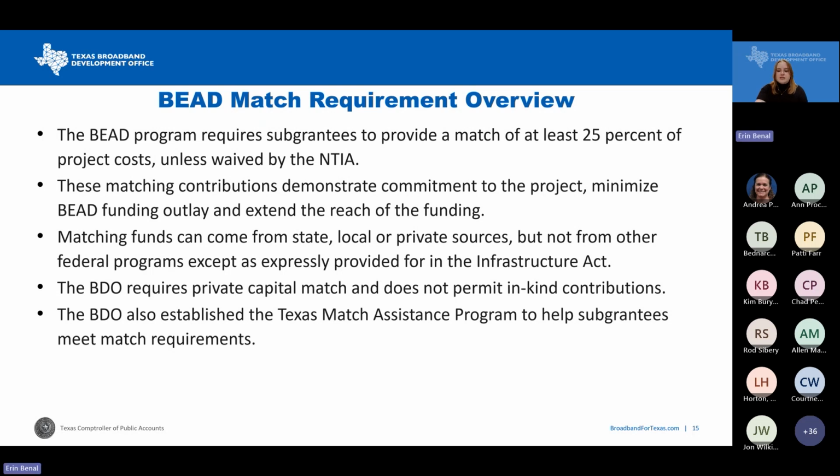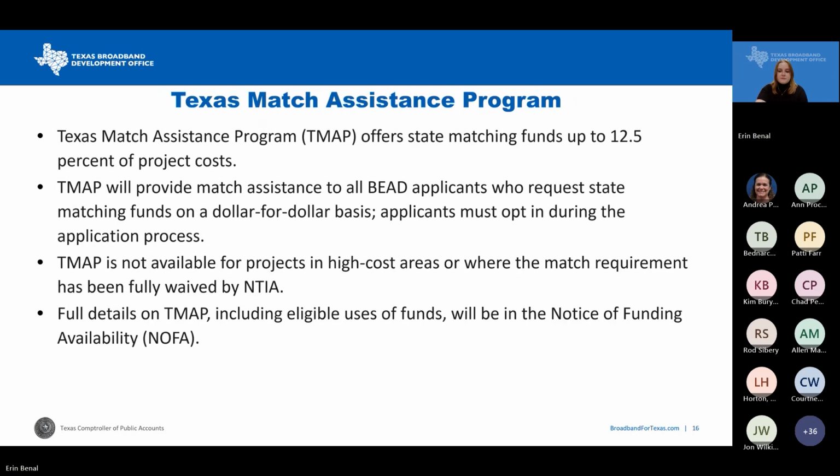To support subgrantees, the BDO has established the Texas Match Assistance Program. The Texas Match Assistance Program, or TMAP, offers state matching funds for up to 12.5% of the project costs, or half of the 25% match requirement on a dollar-for-dollar basis. TMAP is funded through the Broadband Infrastructure Fund, approved by Texans in November 2023.